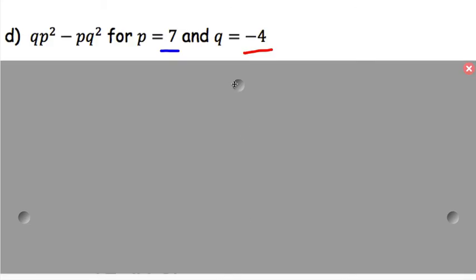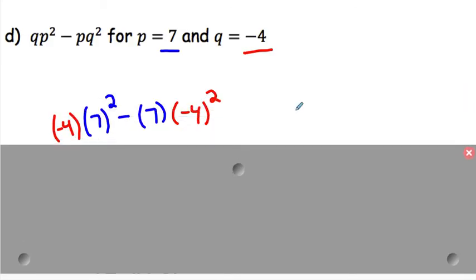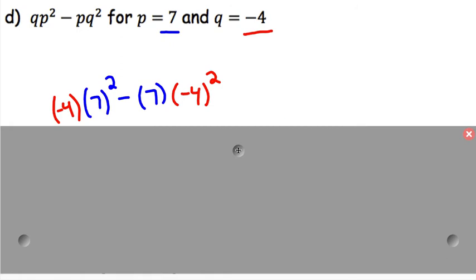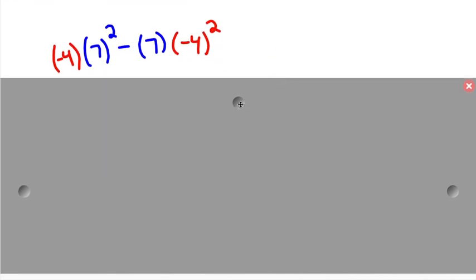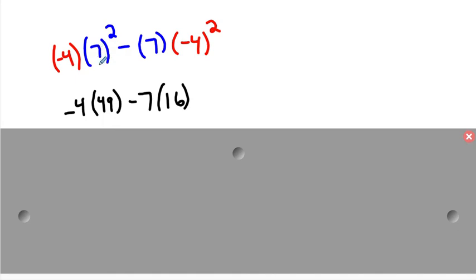Next, plug them in. First step. This is just everything plugged in here into that first step. -4 times 7 squared minus 7 times -4 squared. So the first thing that we're going to do is our exponents. So 7 squared is 49, and then -4 squared is 16. Okay, so here in my first step, I have 4 times, again, -7 squared is 49, and -4 squared is 16.